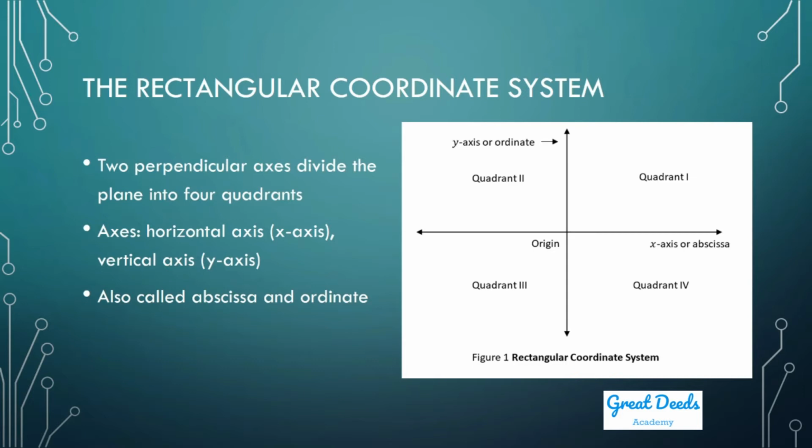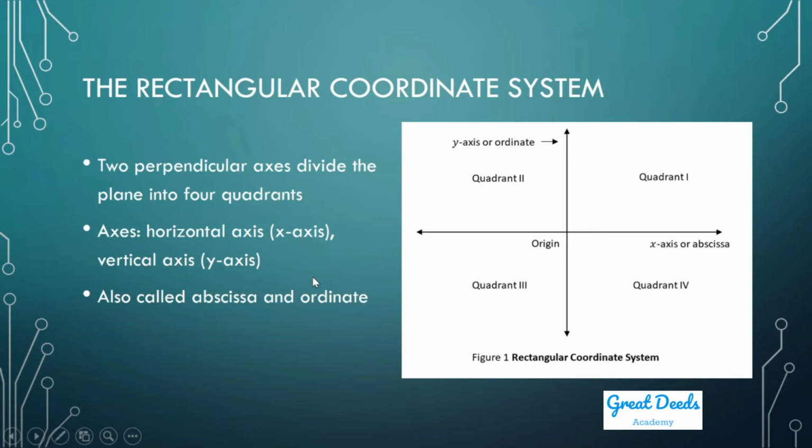What we do is we draw two axes that are perpendicular to each other. You call the horizontal axis the x-axis, or sometimes the abscissa. You call the vertical axis the y-axis, or the ordinate. Where those two axes intersect is what we call the origin.